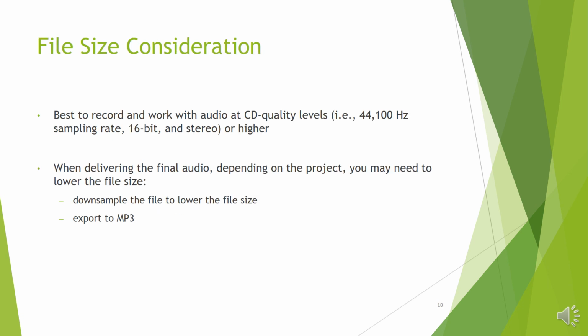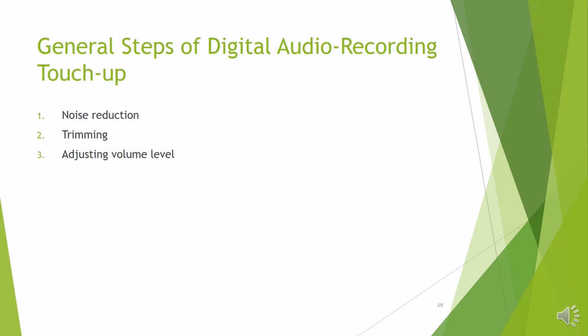It is best to record and work at audio CD quality levels: 44,100 Hz sampling rate, 16-bit stereo or higher. When delivering the final audio, depending on the project, you may need to lower the file size. The general steps of audio editing are noise reduction, trimming, and adjusting the volume levels.